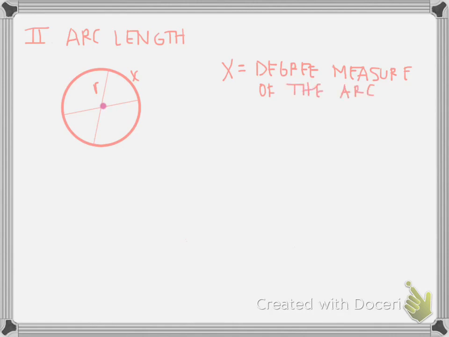Okay, and you're also going to have to know your circumference. Remember we talked about that. Circumference is 2 times pi times your radius, or your circumference is pi times your diameter. So you're going to have to know your circumference, but you're going to either be given your radius or your diameter, and you'll be able to find that.